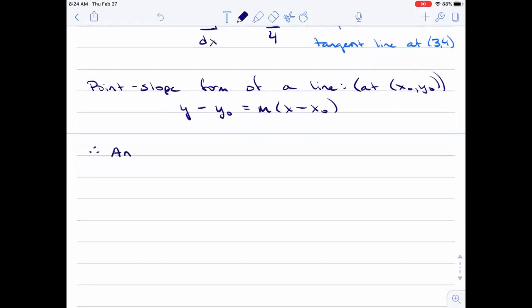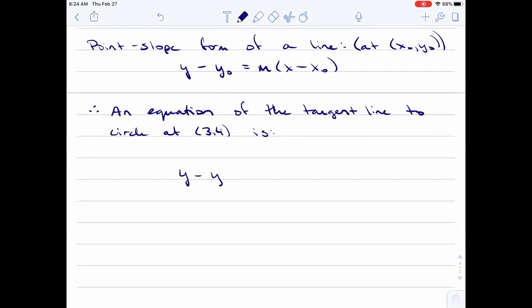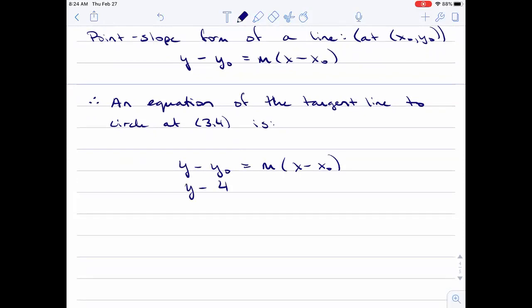So therefore, an equation of the tangent line to the circle at 3, 4 is y minus y naught equals m times x minus x naught. y minus 4, which is the y value that I know, is negative 3 over 4 times x minus 3, which is the x value that I know. Now it's just down to algebra, right?